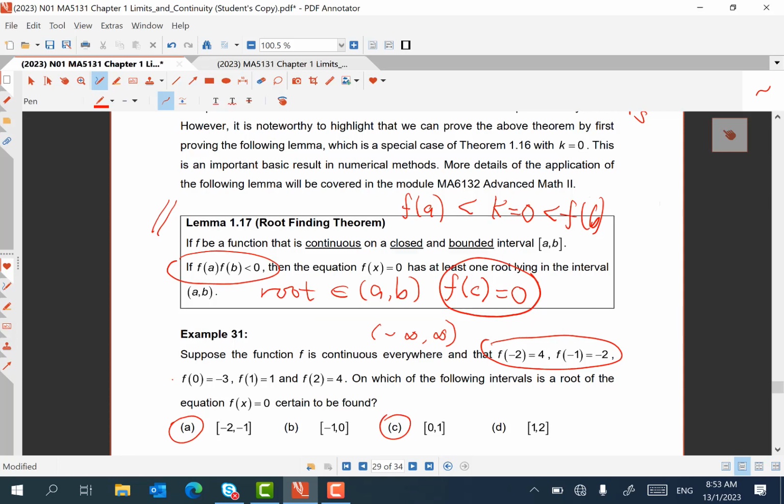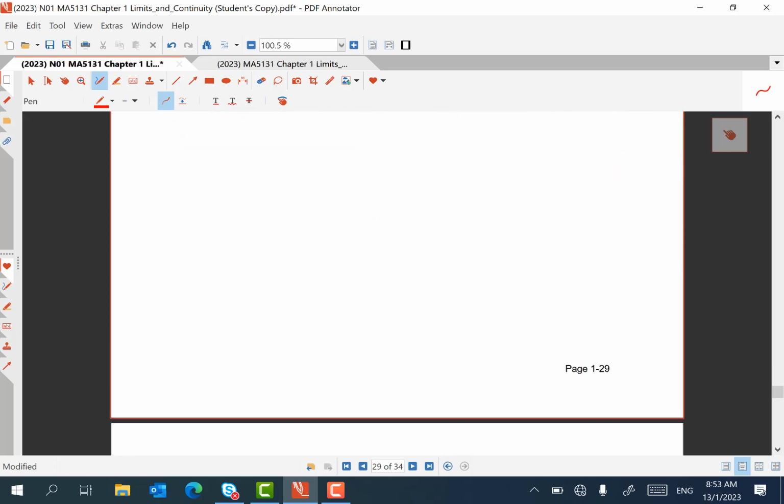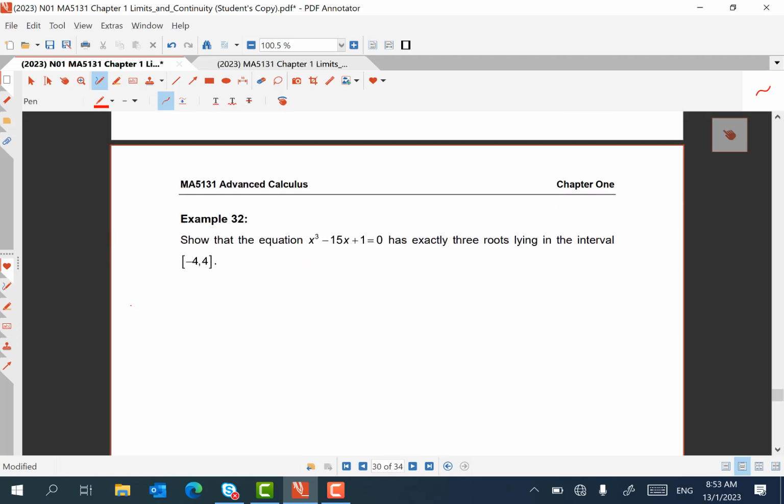Okay, this is the intermediate value theorem. Okay, can you try this example?